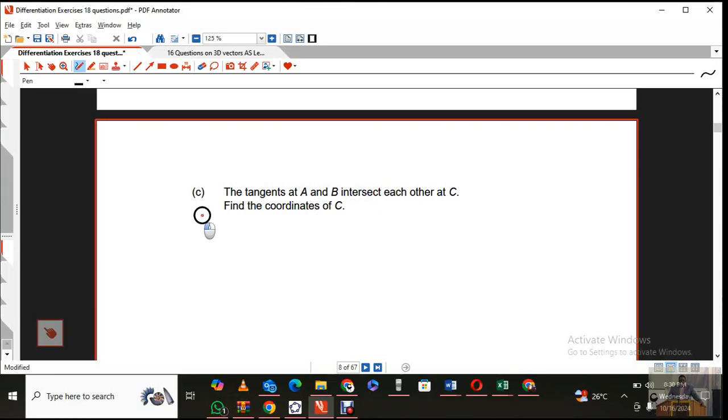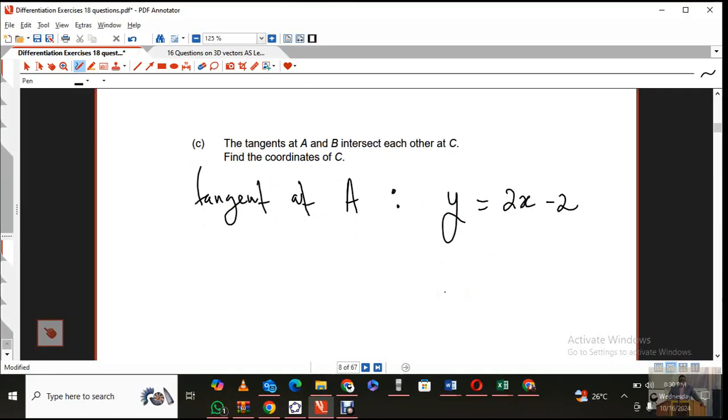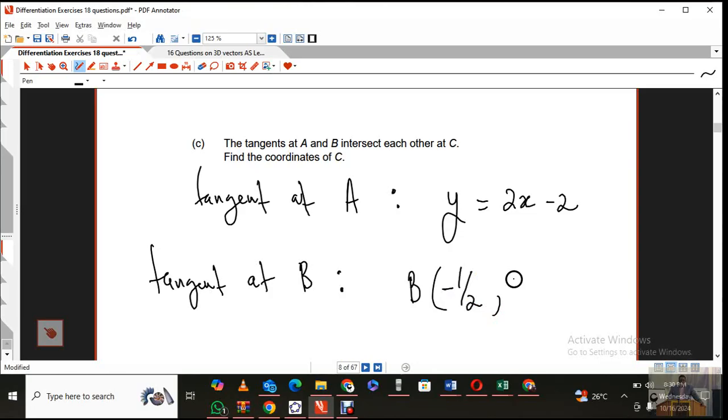Let's quickly write down what we know. The equation of the tangent at A was nothing but y equals 2x minus 2. Then what we now need to find is the tangent at B. So we need to know what the tangent at B is. What do we know? We know that point B, from our previous work, had the coordinates negative a half and 3 and 1 quarter.